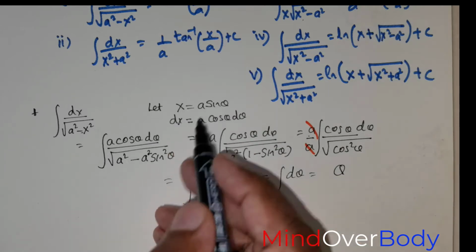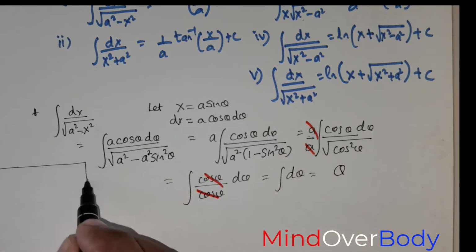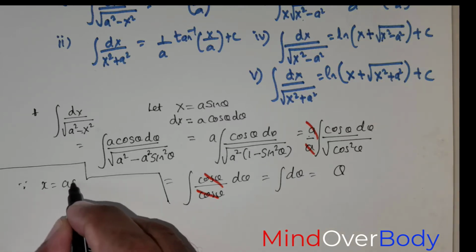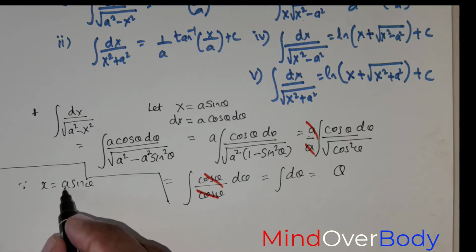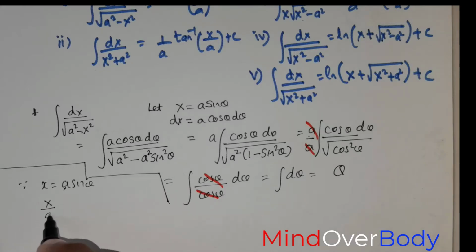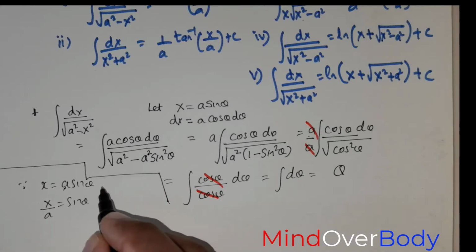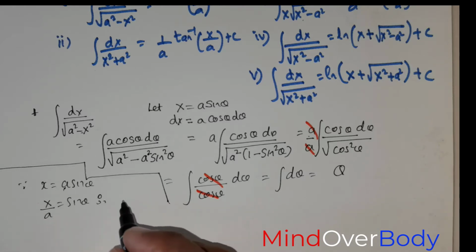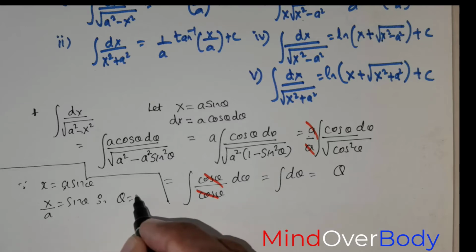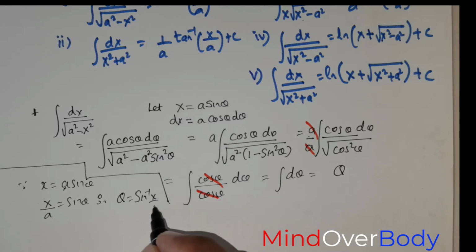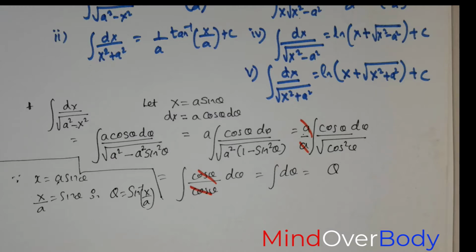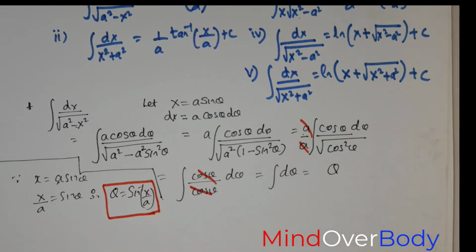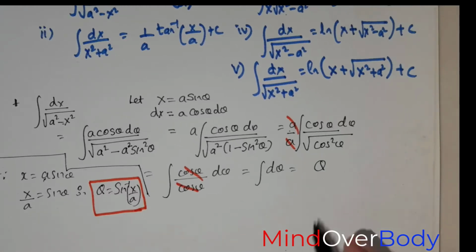Now x is equal to a times sine theta. So pushing the a down, it's going to be x over a is equal to sine theta. So from here, I can push the sine to the left, so theta is going to be sine inverse of x over a. So this is a very important substitution that we will have to know.